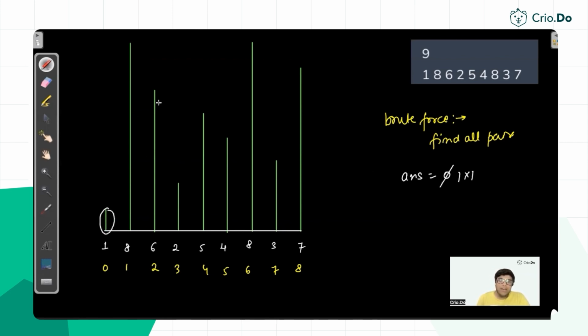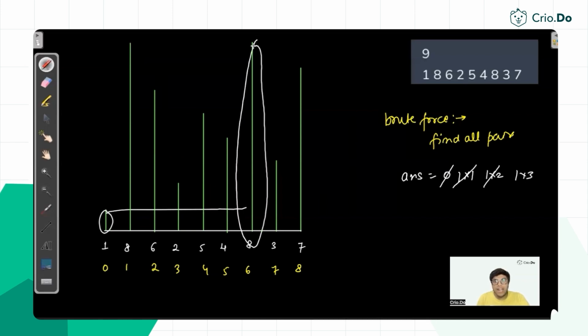Then, if the first bar is 1 and the second bar is 6, again what is the maximum height? I can only store 1 only. Why? Because the water will overflow if I make the height increase from 1. And what will be the length? Length will be 2 minus 0, which will be 2. So 2 into 1, it is better. So update the answer. Then what about this one? Along with this one, it will be again 1 into 3. So 1 into 3 is better. Then 1 into 4, then 1 into 5, then 1 into 6.